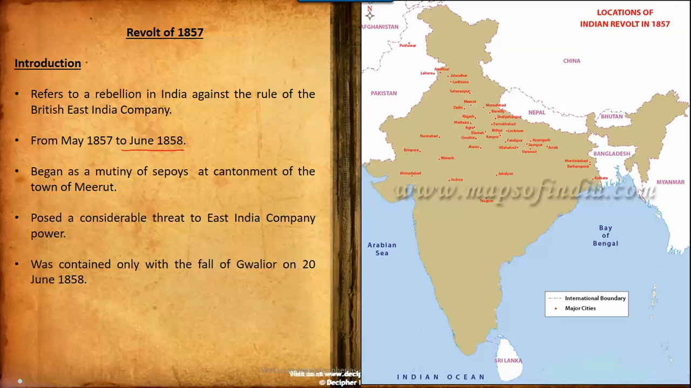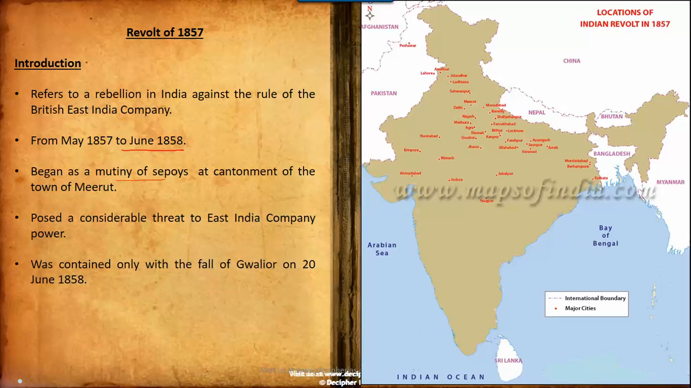To start with, this rebellion began as a mutiny of sepoys at the cantonment of Meerut, on 10th May 1857, in the town of Meerut. And soon this rebellion escalated into other mutinies and civil rebellions, largely in the upper Gangetic plains and central India.